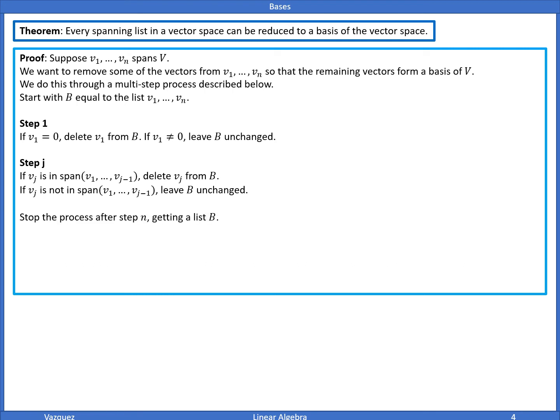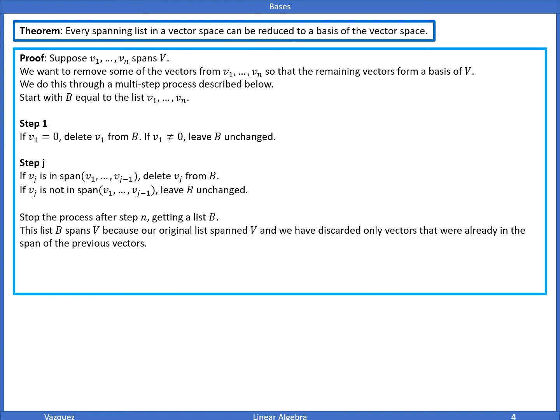So how many times are we going to do that? Or we're going to stop the process after step n. We're going to get a list b. Well, now this list b spans V because our original list spanned V, and we only discarded vectors that were already in the span of the previous vectors, right? Because the ones we took out were linearly dependent, so we just took those out. So this list should still span V.